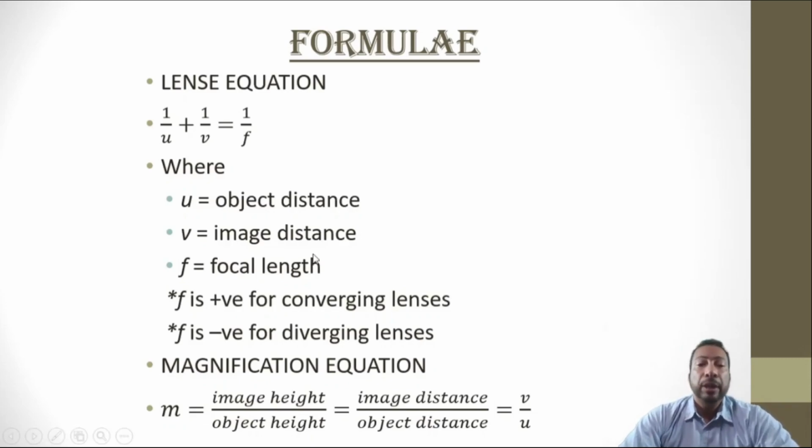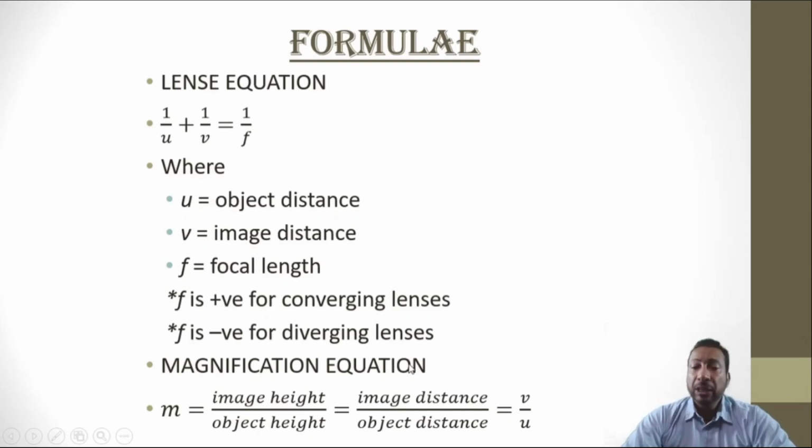Key thing to remember when using this formula is that if it's a converging lens, then your f, the focal length, is a positive number. Key thing to remember is that real is positive and virtual is negative. So when you have a diverging lens, then your f is a negative number.